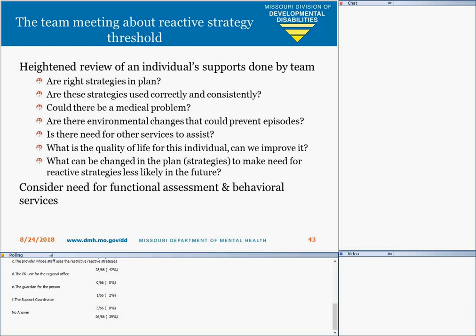So could there be a visual schedule? Could we rearrange, this is a night person and we're trying to get them up early in the morning, can we rearrange that? Other needs for services to assist. Do we maybe have somebody who mainly utilizes a PEC system, but our staff aren't trained in using it and they're not consistently using it? You should pick that up in, are your strategies being used consistently? And you might need to get some assistance in there to train your staff in how to use the PEC system or sign language or something like that.